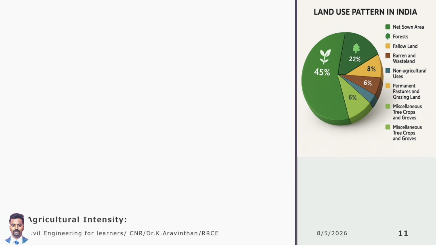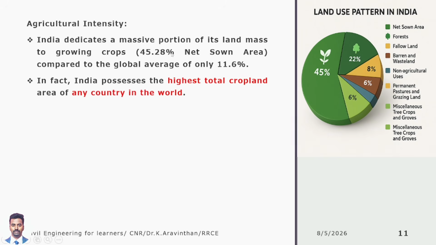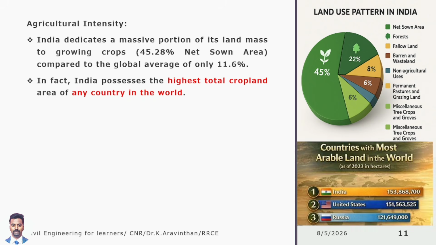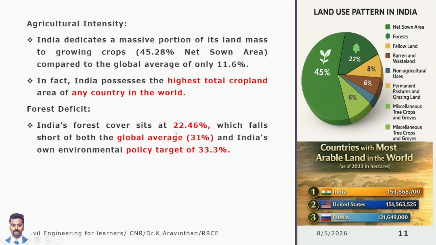Next, in India, we shall understand how much percentage of land is used according to its share. 45% of the land is used as agricultural field, and you can see India dedicates a massive portion of land to growing crops, around 45.28% net sown area, when compared to the global 11.6% only sown, and India is ranked 1 in agricultural production. You can see next to India is the United States, and Russia is the third country in arable land as of 2023 in hectares. Forest resource: I told you India has 22% of forest, and globally you have 31% of forest. India's forest level has to be increased.